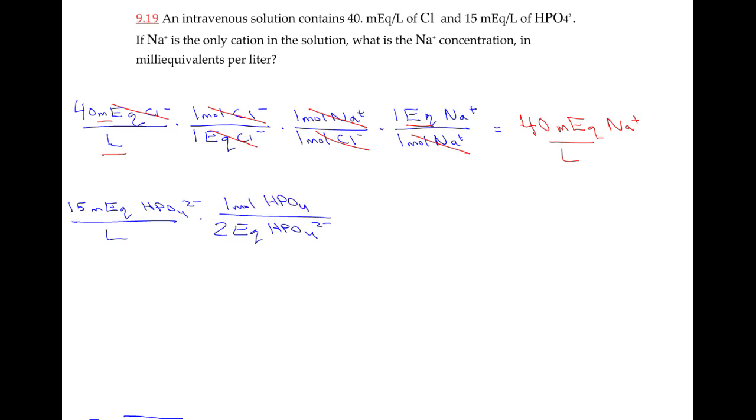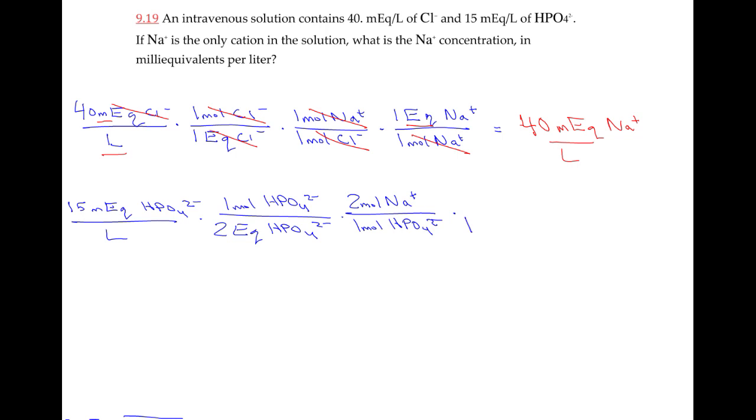Now, just based on the charges, if I had 1 mole of hydrogen phosphate, HPO4 2 minus, how much sodium would I need to balance that out? Well, if I had 1 mole of hydrogen phosphate 2 minus, I would need 2 moles of sodium cations or sodium ions to balance that out because sodium has a charge of plus 1 and hydrogen phosphate has a charge of minus 2. So I'm going to need twice as much of the sodium ions to balance that out.